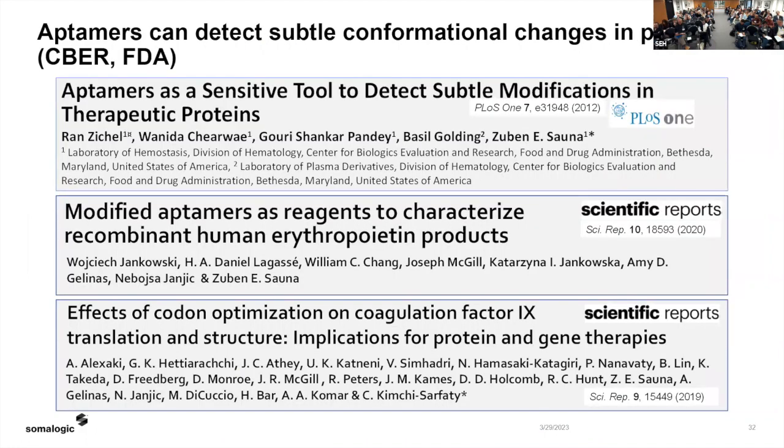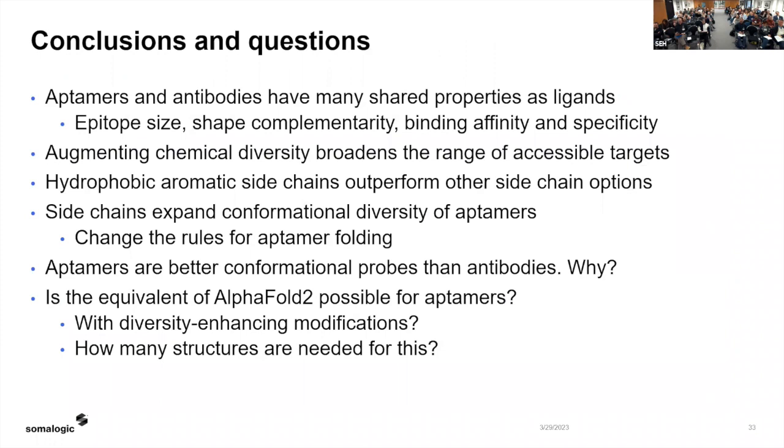So I want to conclude with a notion that was discovered really by the FDA, that aptamers are much better probes for subtle conformational changes in proteins than antibodies. And this is something that we can all take advantage of. There are some conclusions, and I've mentioned most of these things, but I'll go to the questions in terms of aptamers being better probes of subtle conformational changes. It would be nice to understand why in the world that is, and we don't know at this point.